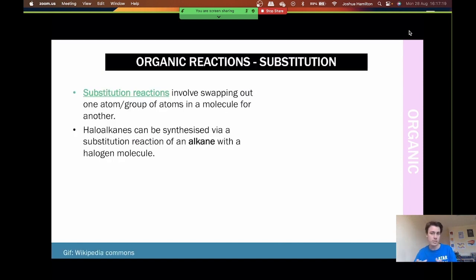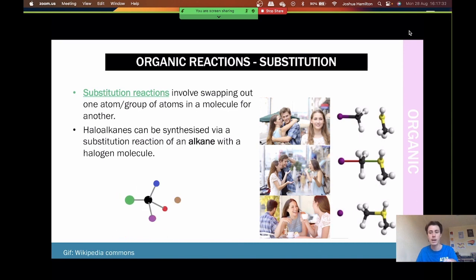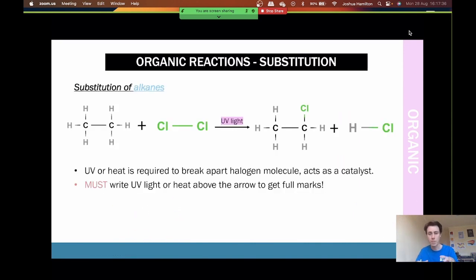So organic reactions. Let's talk about substitution reactions. Substitution reactions involve swapping out one atom or group of atoms in a molecule. Haloalkanes can be synthesized via a substitution reaction of alkanes with a halogen. So if you think of it like this, you go from that to that. The most common example is adding chlorine gas.